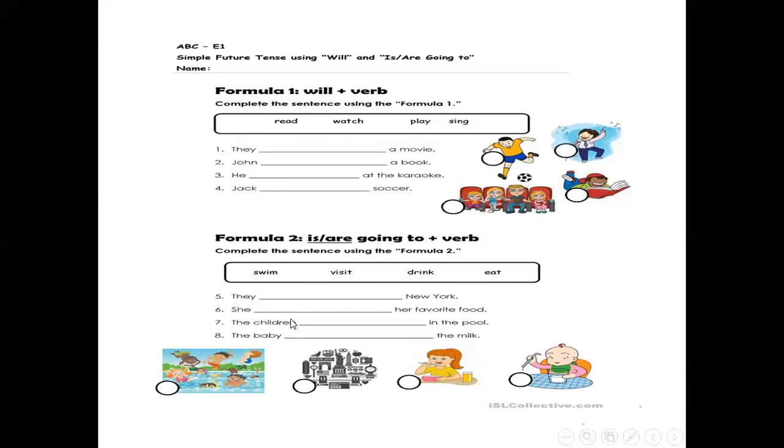Children here, it's a plural. Okay? So here, children here, is or are? Oh, it's are. Children are going to what? Drink in the pool? Eat in the pool? No, swim in the pool. So the children are going to swim in the pool.